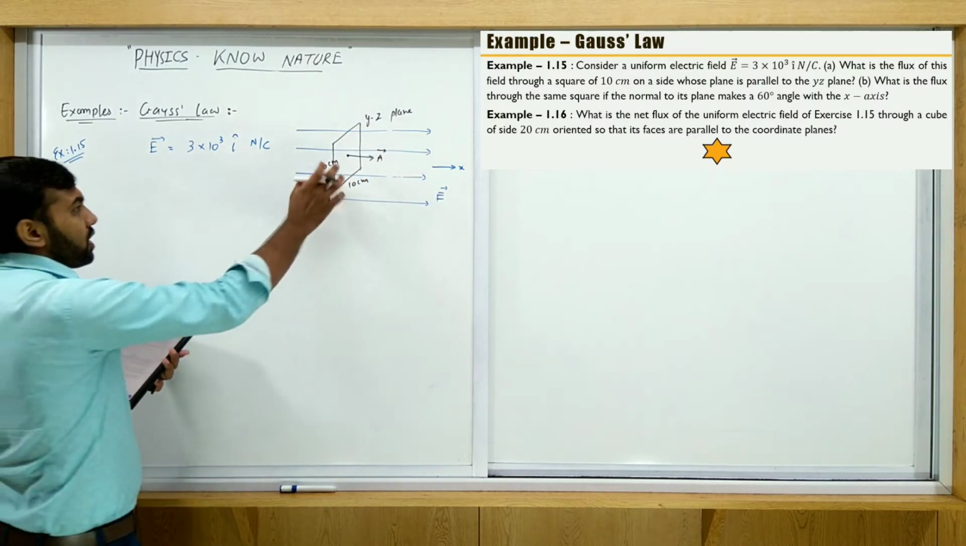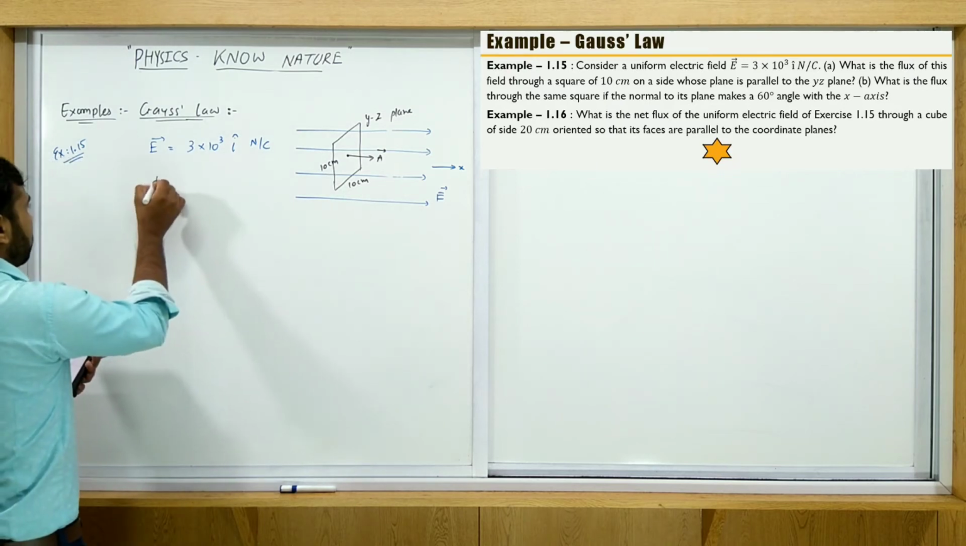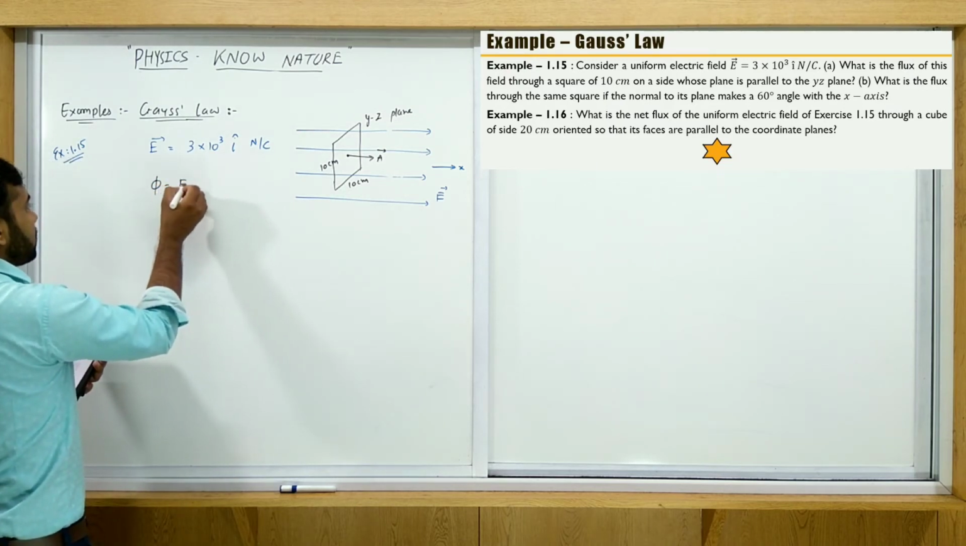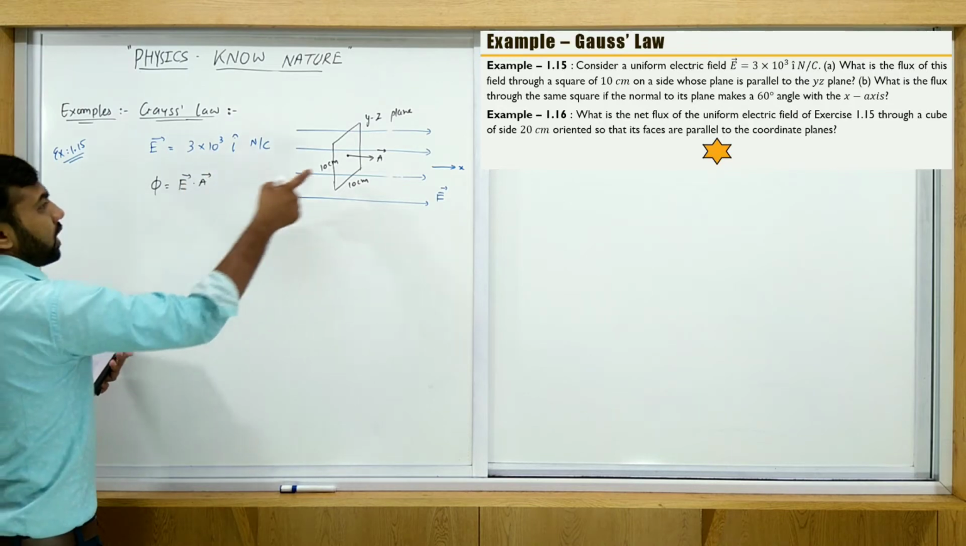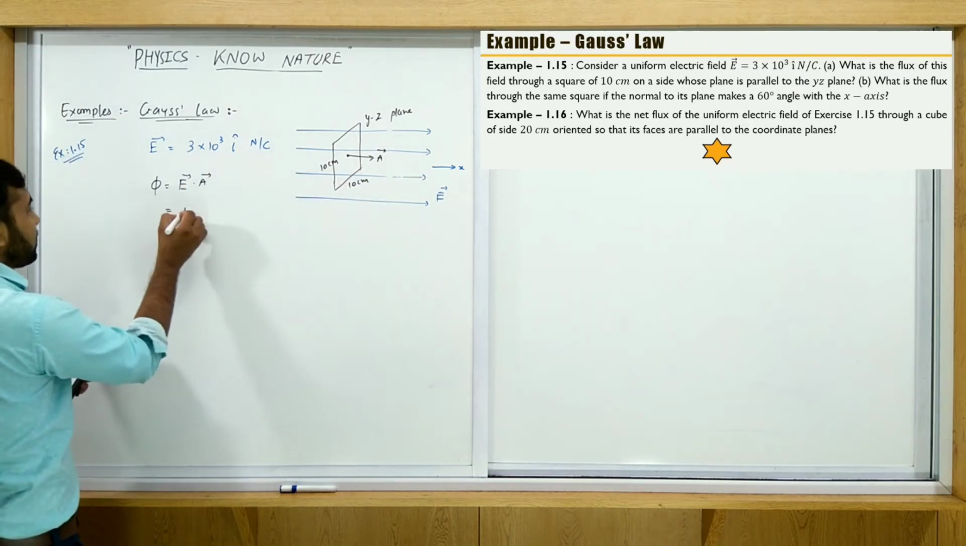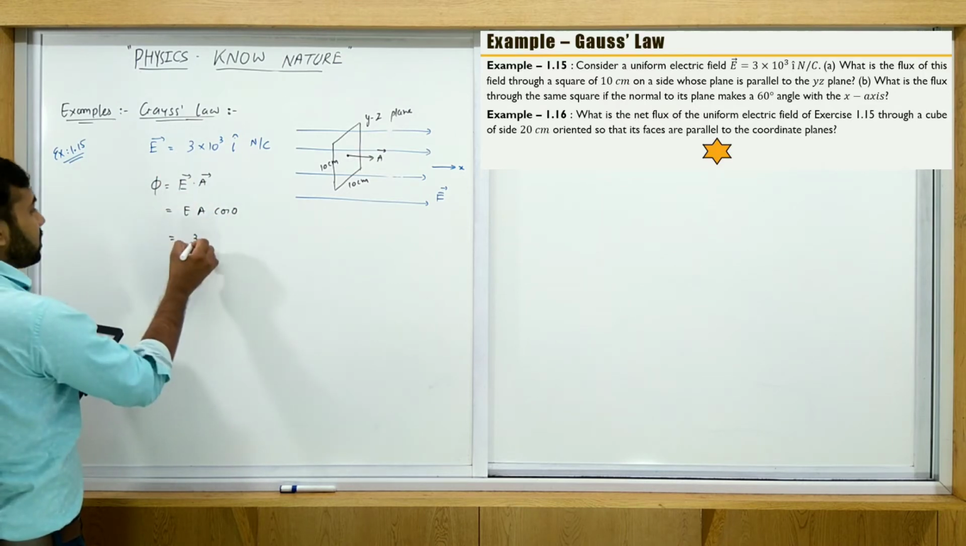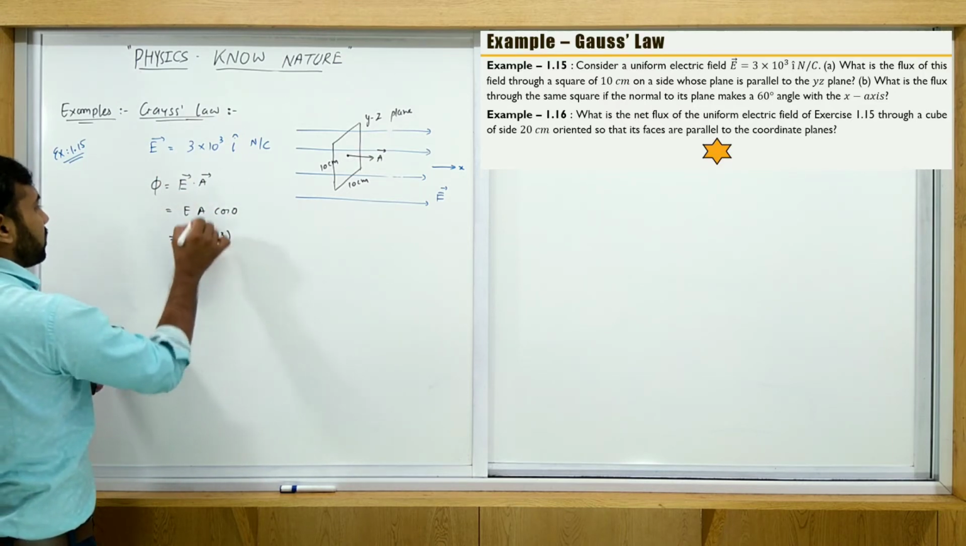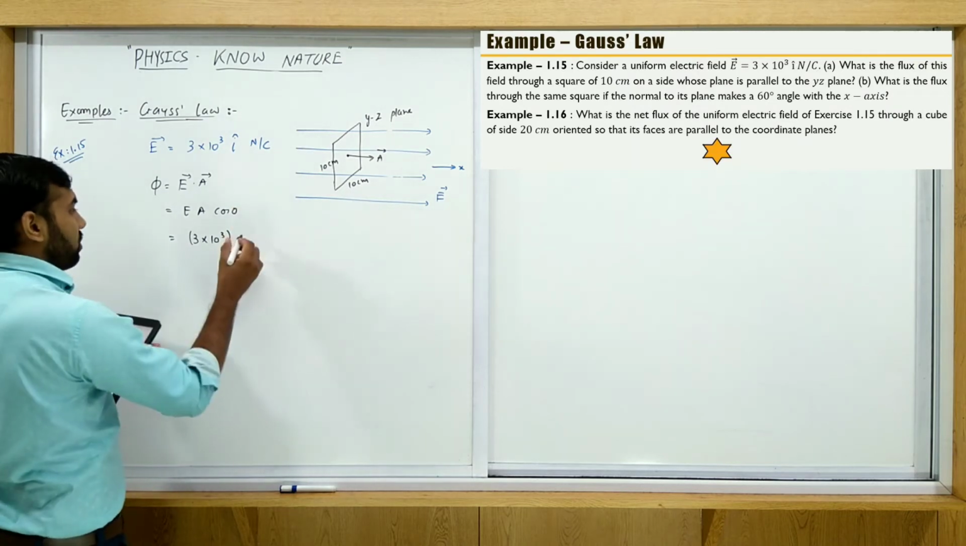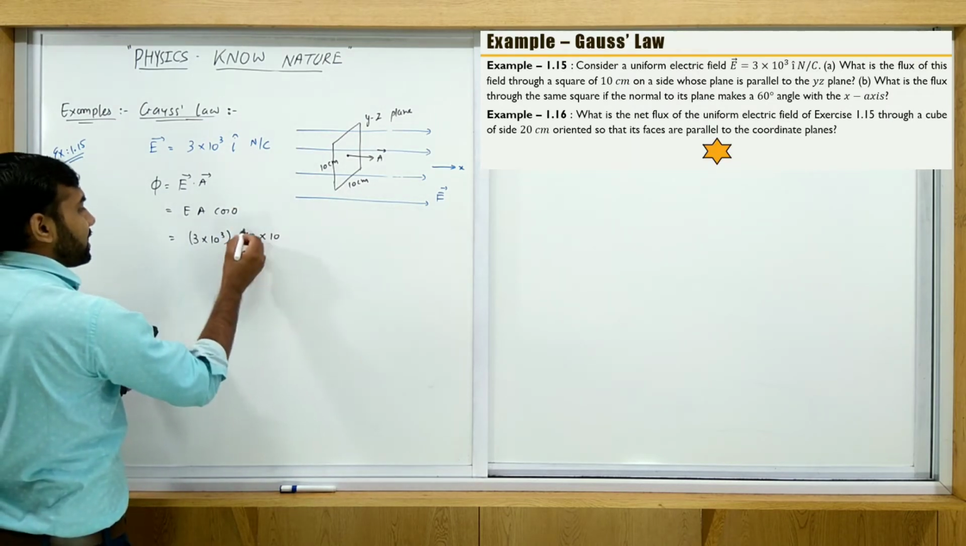Okay, so what is the flux linked with this surface? Simple one: flux phi is equal to E dot A. Right now both have the same direction, so the answer is what? EA cos 0. What is E? 3 into 10 raised to 3. What is the area? The area of this square plane is 10 centimeter by 10 centimeter.